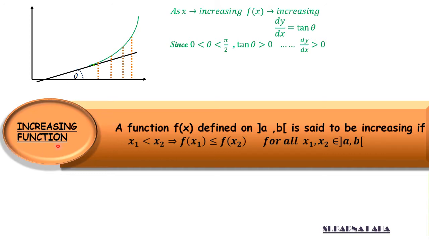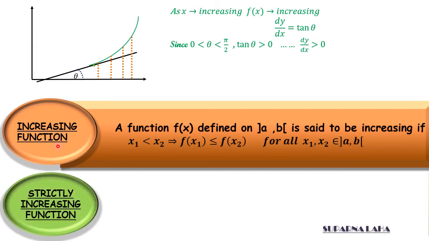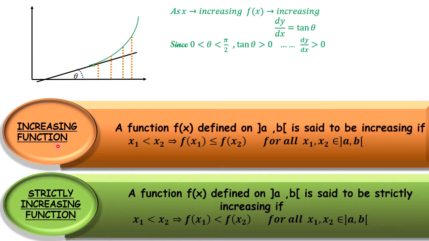Now another is there, that is strictly increasing function. That means if this function f(x) is strictly increasing in this open interval, then for x1 less than x2, f(x1) is always less than f(x2). That means these two values are never equal. Always f(x2) is greater than f(x1) for all x1, x2.